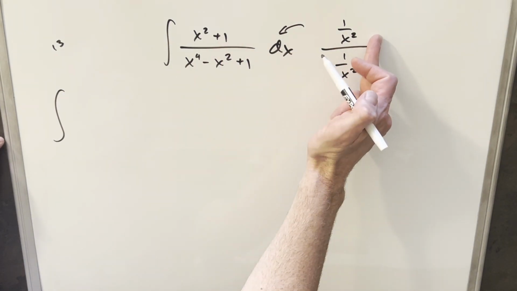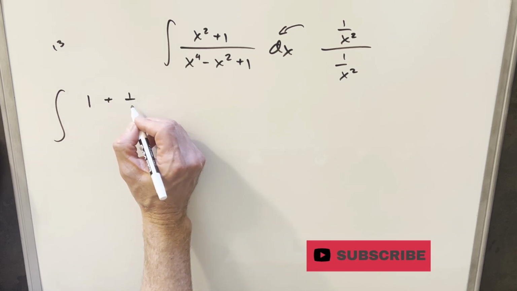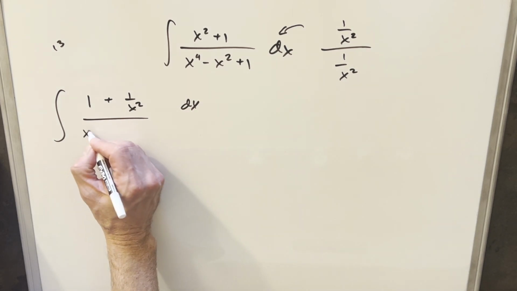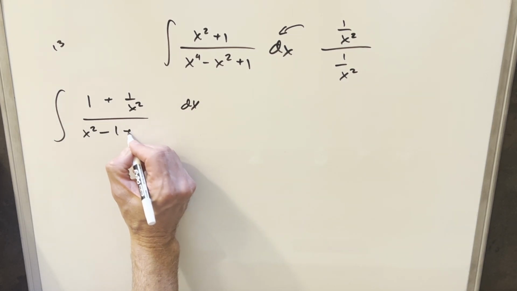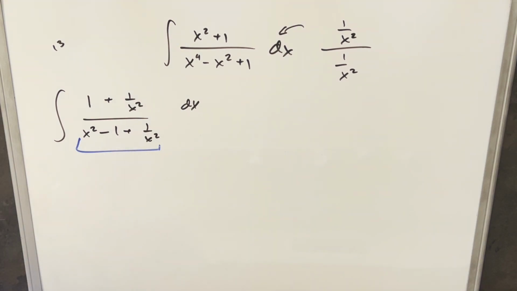So for the first term, 1 over x squared times x squared is going to give me a 1 in the numerator. Then we're going to have 1 over x squared here. Then doing the denominator, multiplying this in here, this is going to give me x squared minus 1 plus 1 over x squared. And now here, this is where I want to do the factoring of the denominator.